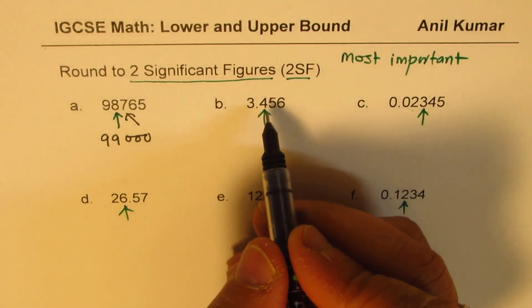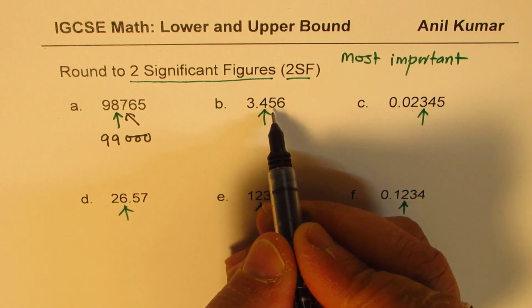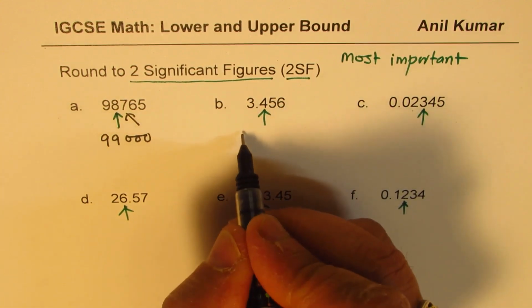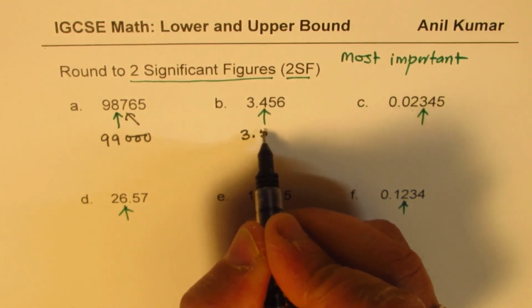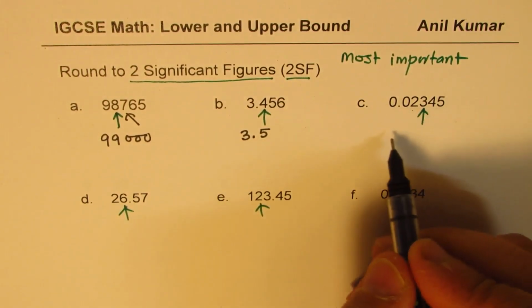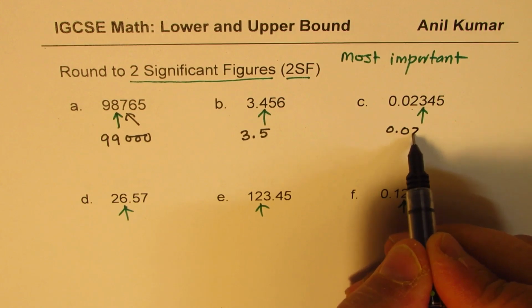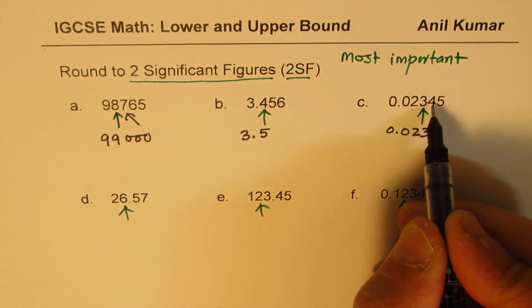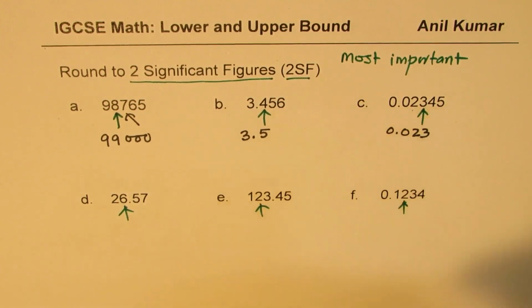In this case, we are rounding to this number 4, looking at the number next to it on the right side, so that gives us 3.5. Correct? Here, we are rounding to 3, so that gives us 0.023, right? So we'll drop these numbers since 4 is less than 5. So we follow the normal rounding principles which we have learned.